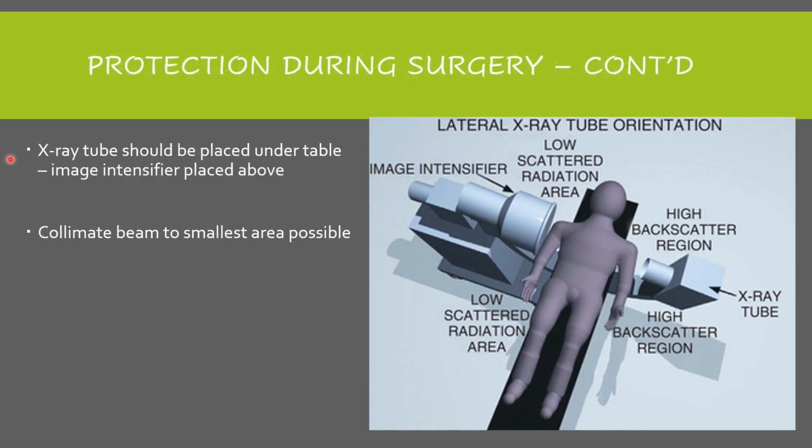X-ray tube should be placed under the table. Image intensifier placed above. So this image intensifier should be above the patient when you're shooting APs, and this part here should be below the table. Collimate the beam to the smallest area possible. Again, from the tube, you're going to have high backscatter, and then once it gets through the patient, there should be low scatter after that.